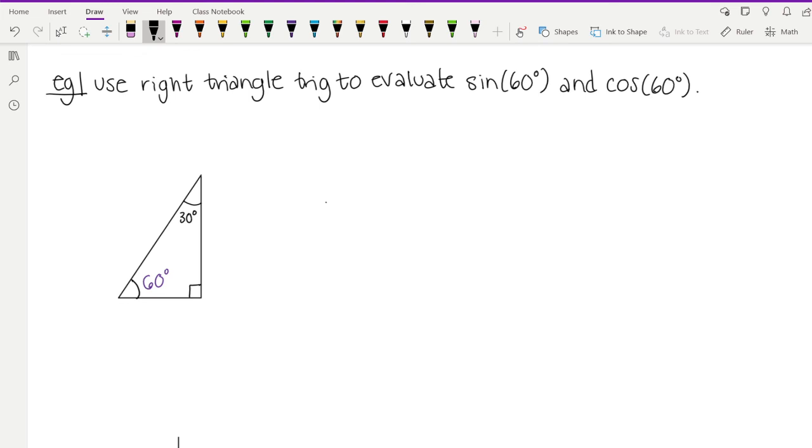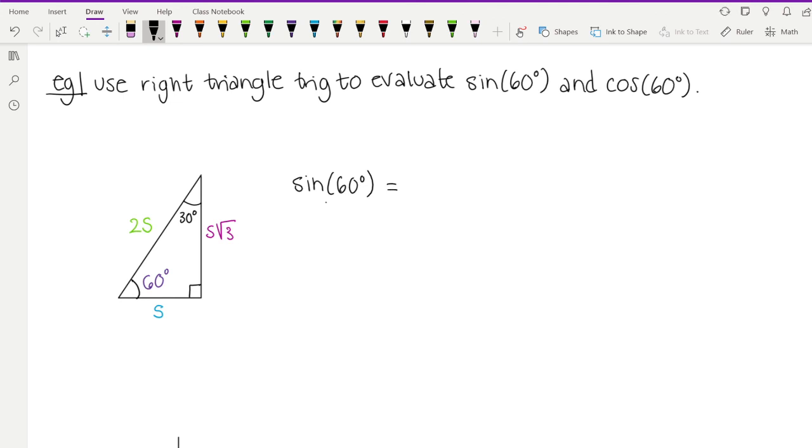In order to really show how it doesn't matter what sides we pick, I'm actually going to label these generically. So what I mean by that is I'm just going to call this shorter side s, and I'm going to call the longer side... So we know that the longer side of a 30, 60, 90 is s times the square root of 3. And then we know that the hypotenuse is 2 times s. So let's see what we get when we try to evaluate sine and cosine with this triangle.